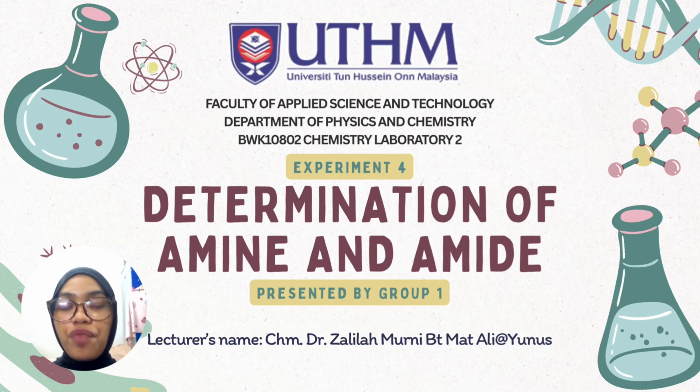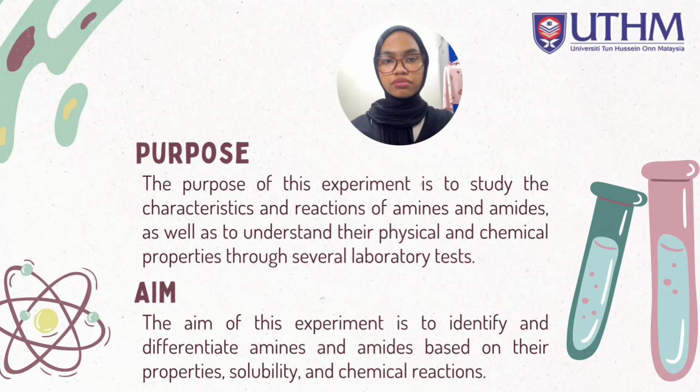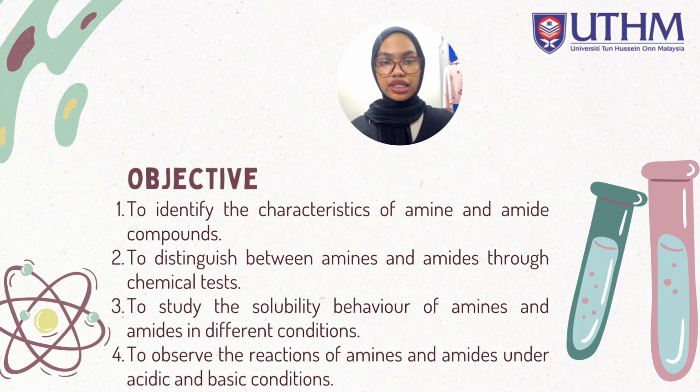For experiment 4, we did the determination of amine and amide. The purpose of this experiment is to study the characteristics and reactions of amines and amides, as well as to understand their physical and chemical properties through several lab tests. The aim of this experiment is to identify and differentiate amines and amides based on their properties, solubility, and chemical reaction. There are four objectives for this experiment.